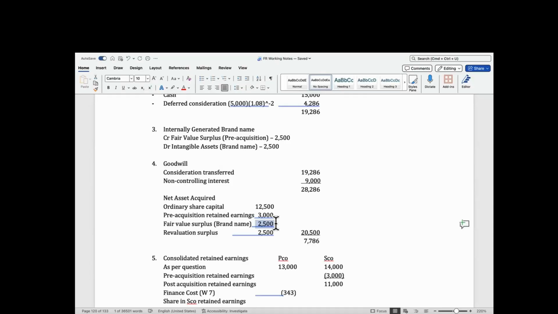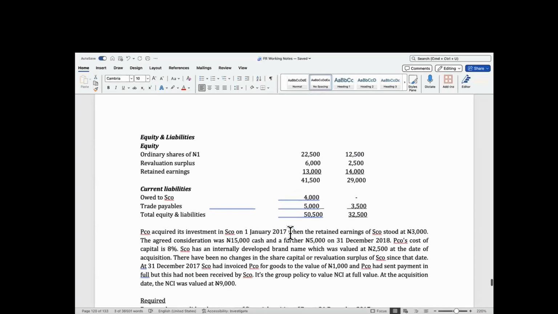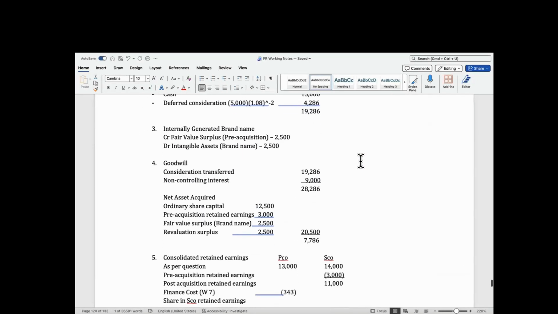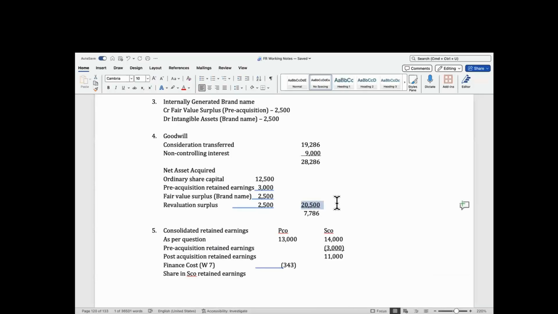Then the pre-acquisition fair value surplus, which we got from here, the internally generated brand name. Then the evaluation surplus, which is in the books of the subsidiary, this 2.5 here. Why this is still pre is because they said that it didn't change since the date of acquisition. So it has always been 2.5 since we acquired the subsidiary. So we cancel all that out. So if you add all this together, we get 2,500. Take it away from this, we get 7,786 as goodwill.